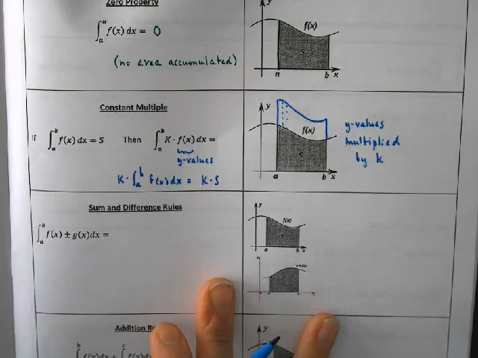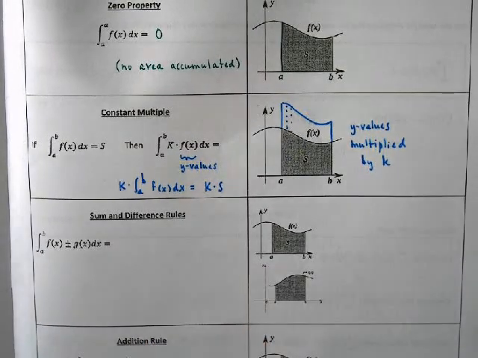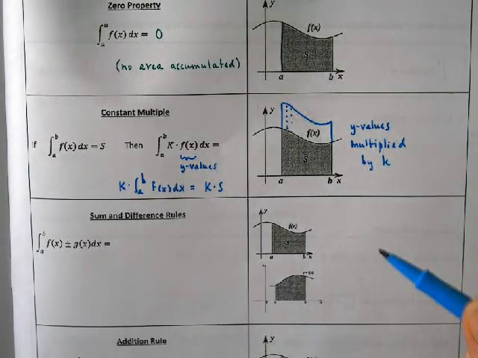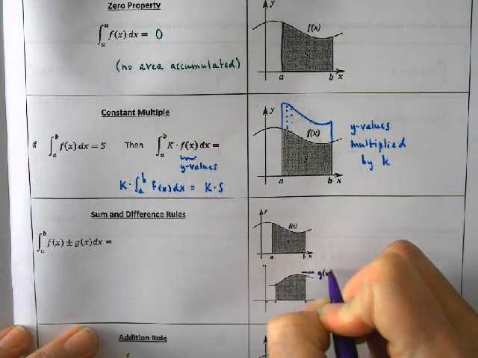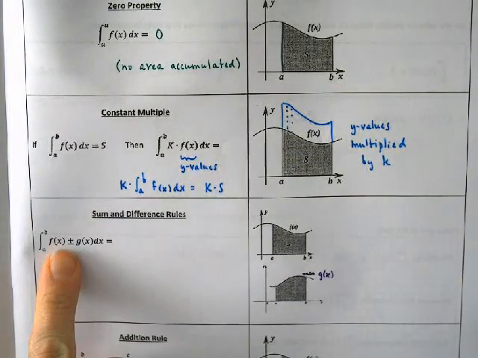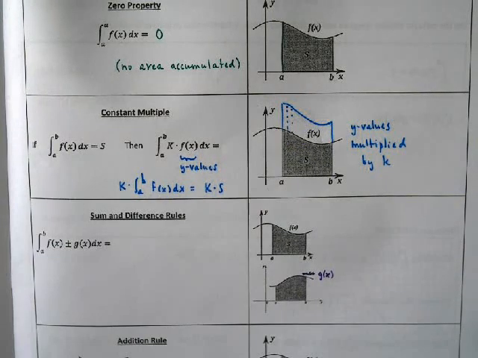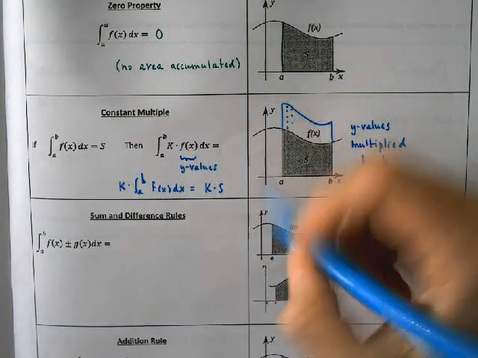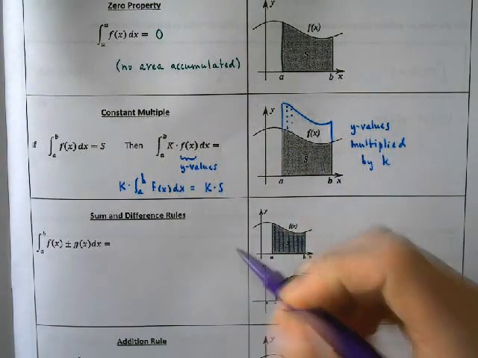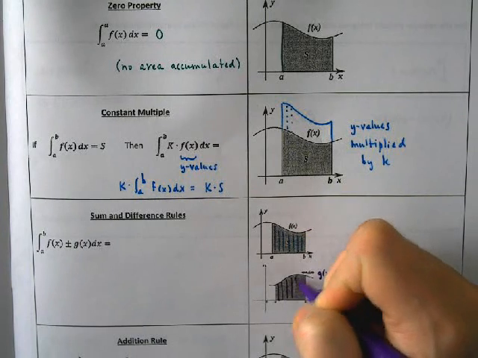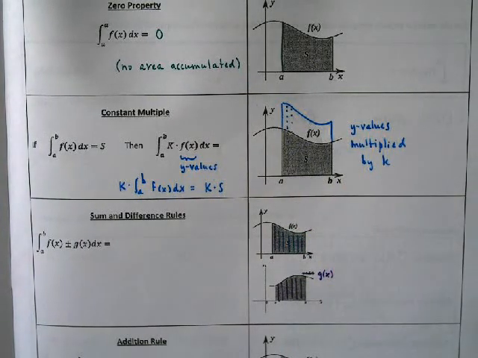Okay, the next one we have is the sum and difference rules. This is when I have the sum or difference of two different functions. I think this says y equals f of x, but let's call this g of x. If we're adding the value of those integrals, all we're doing is adding the area under this curve plus the area under this curve. And vice versa, if we're subtracting, we're just subtracting those areas.